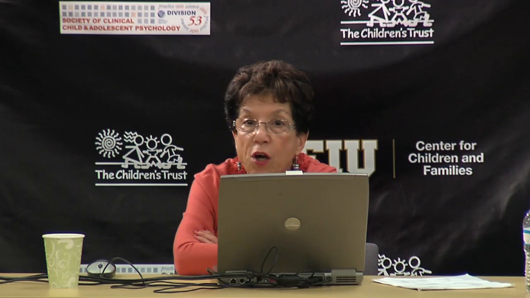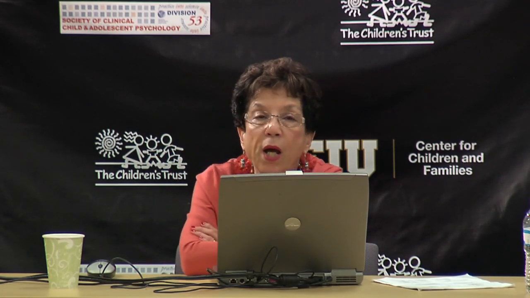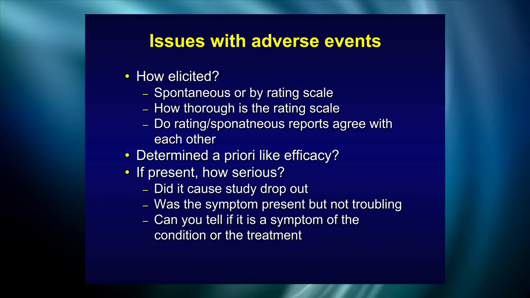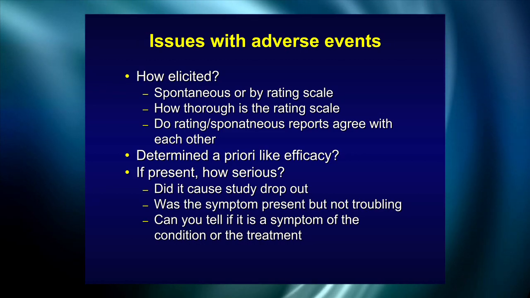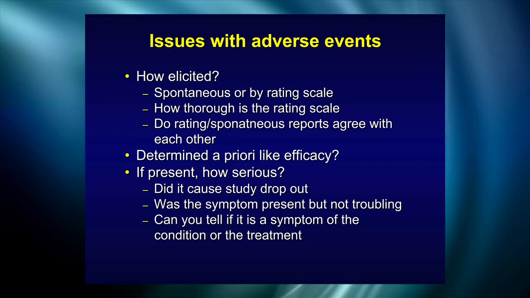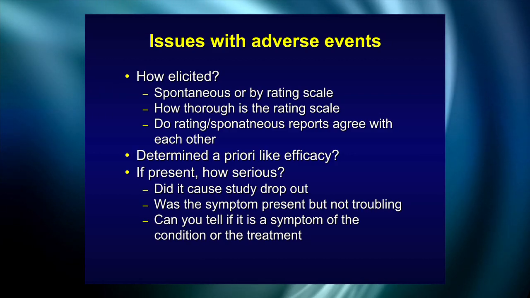So now, I talked first about benefits, now I'm going to talk about risks. Nothing simple. Just the way I told you that defining effectiveness varies by what metric you use, the same thing is true for adverse events. It depends on how you elicit them, whether you wait for the person to complain spontaneously, whether you use a rating scale, whether the rating scale and spontaneous reports agree with each other. Do you determine them a priori?